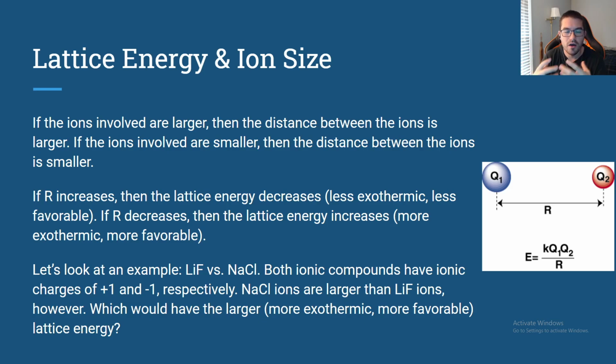If the ions are large, right? So that's what this says here. If R increases, then the lattice energy decreases, right? It's less exothermic or less favorable. And the flip side is true. If the ions are very small, they can get closer together, and so that means that R is decreasing, right? And so that results in a more exothermic or more favorable energy.